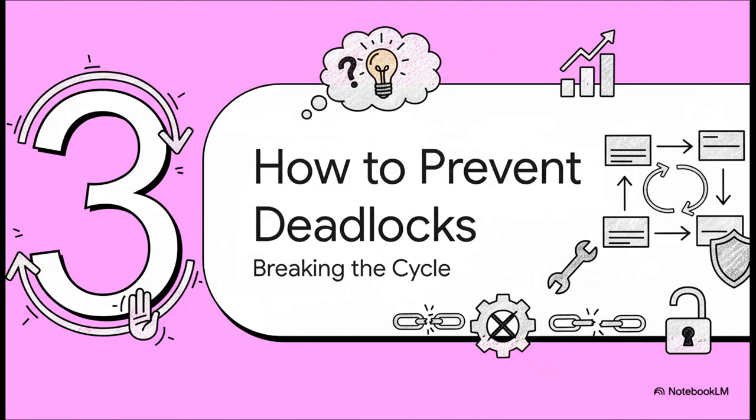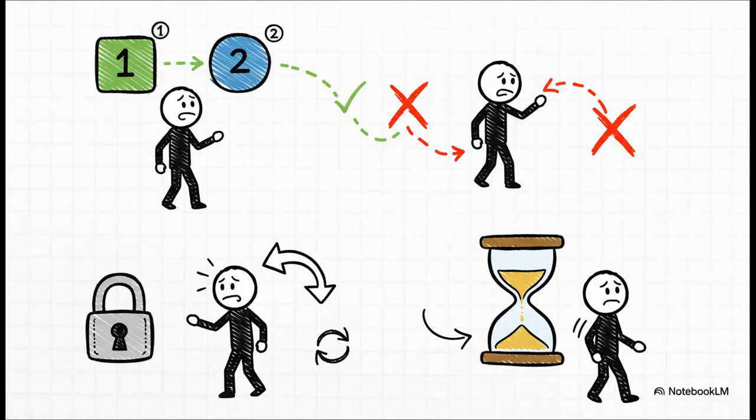Okay, so we've seen just how easy it is to fall into this trap. So the real question for any developer is, how do we stop it? How do we break that cycle before it even has a chance to form? Thankfully, we have some really smart strategies to tear up that deadlock recipe. The most direct way is just to get rid of the circular wait condition altogether. You can do this by creating a lock hierarchy, basically a strict rule that says you must always lock resources in this specific order, like always grabbing resource 1 before resource 2. If everyone follows the same order, a circle can never form.